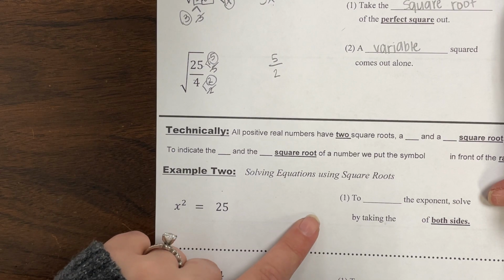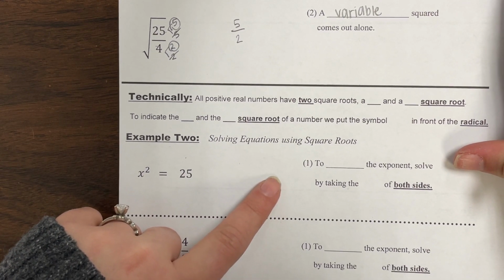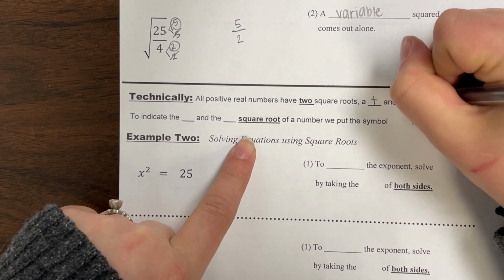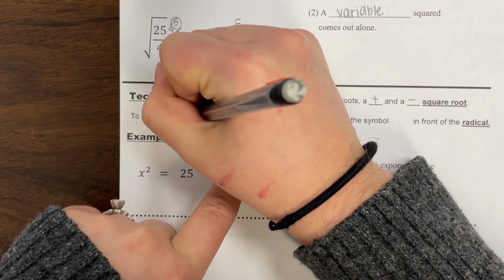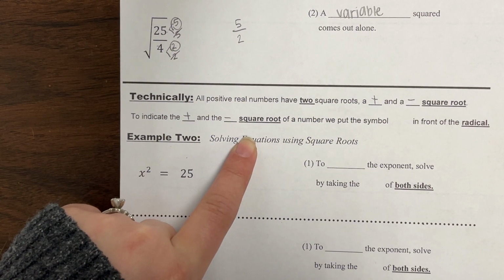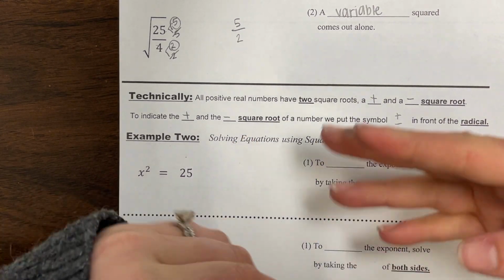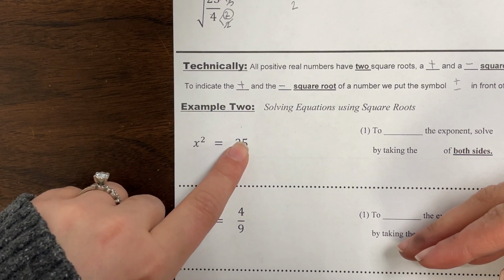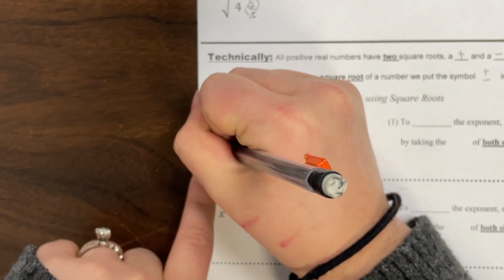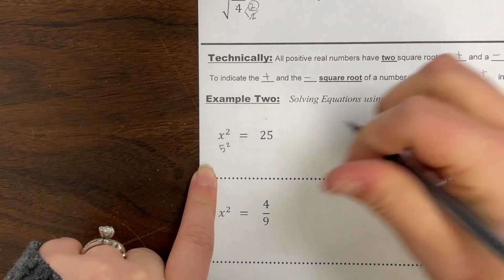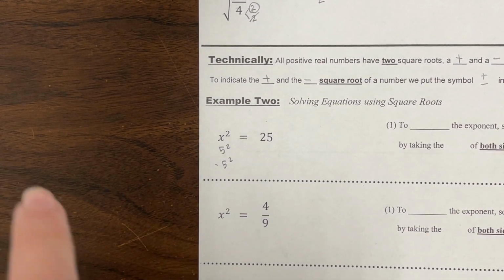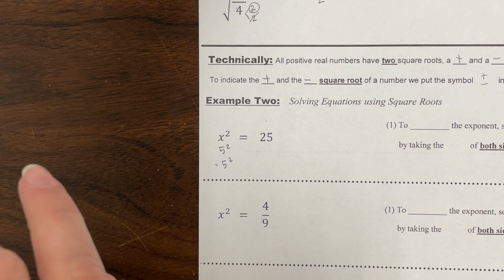Okay. Here we have some information. All positive real numbers have two square roots. It can have a positive or a negative square root. To indicate the positive and the negative square root of a number, we put the plus minus sign in front of the radical. That basically means that when you have something like this, some number squared equals 25, you could potentially have 5 squared equals 25. You could also have negative 5 squared. So we do not know if it's actually a positive or a negative 5.